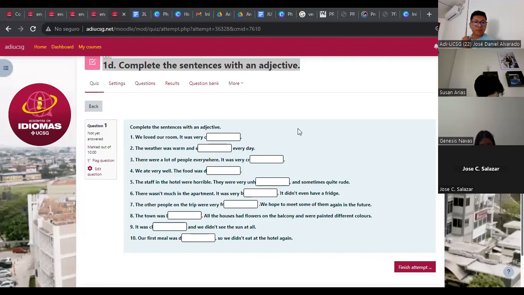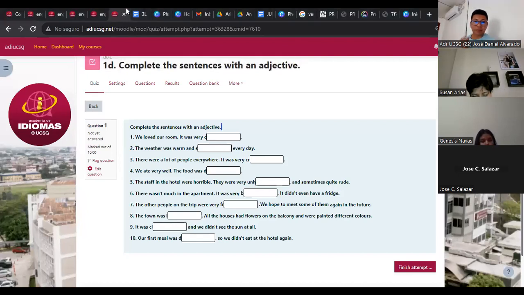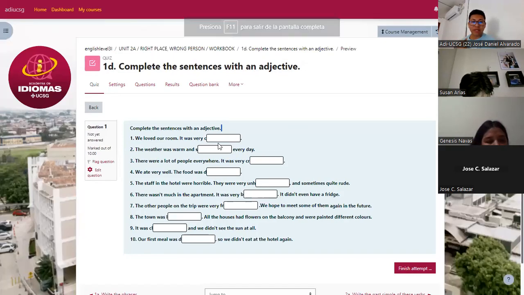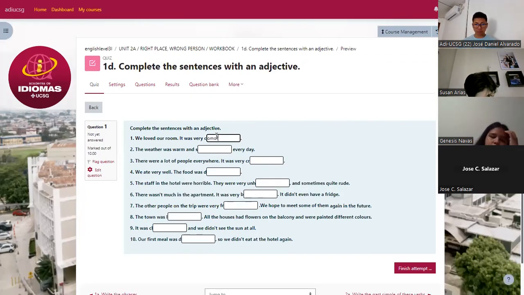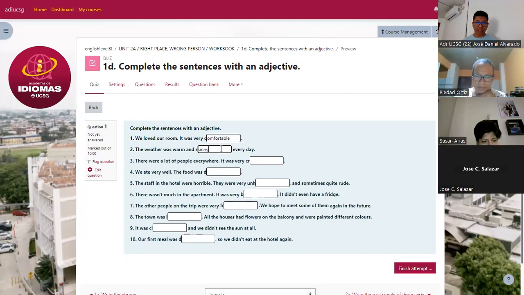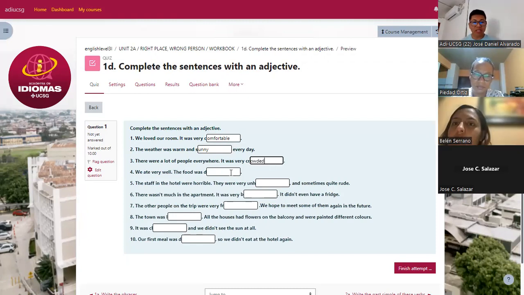Okay, guys. So we are going to check. Now, for number 1, we loved our room. It was very comfortable. Very good. Number 2, the weather was warm and sunny. Number 3, there were a lot of people everywhere. It was very crowded. We ate very well.